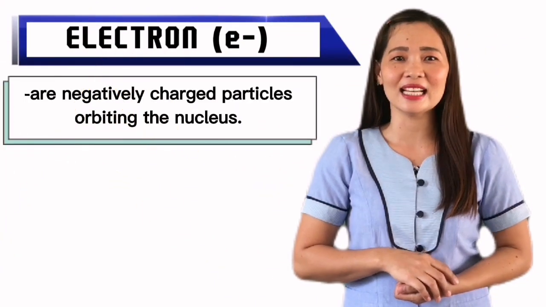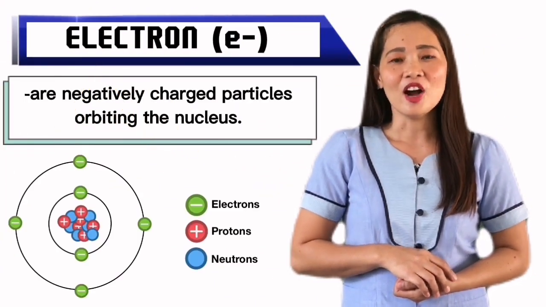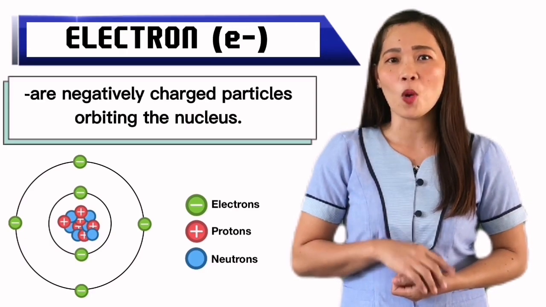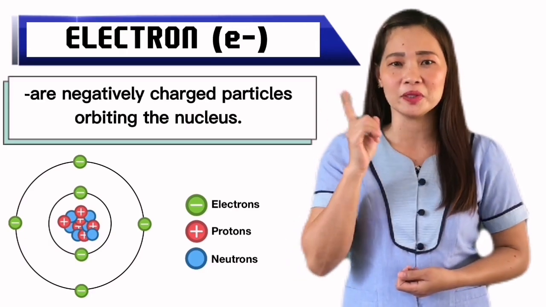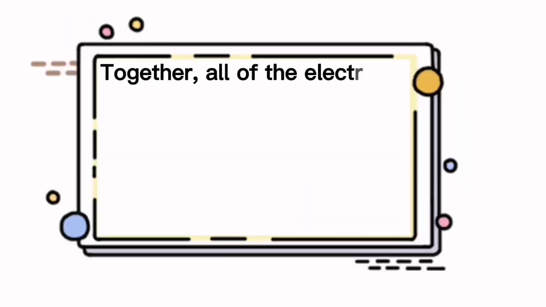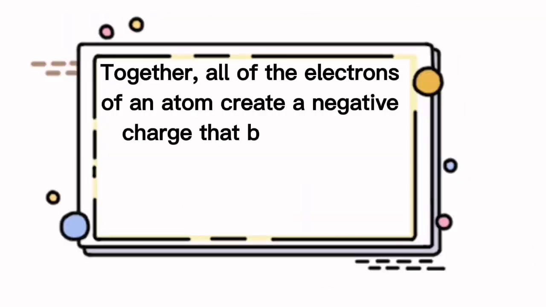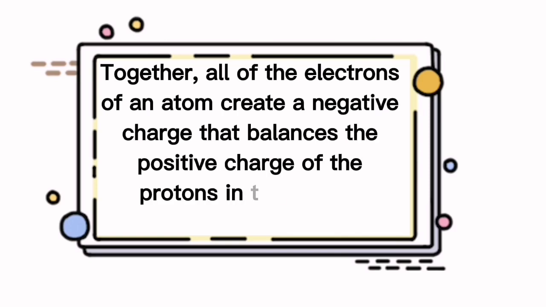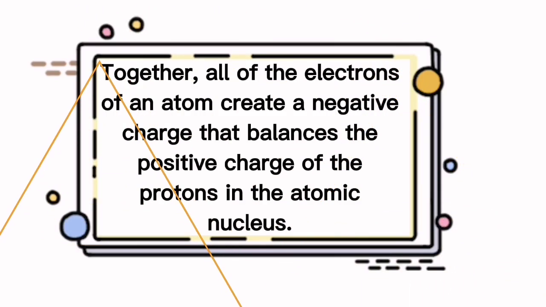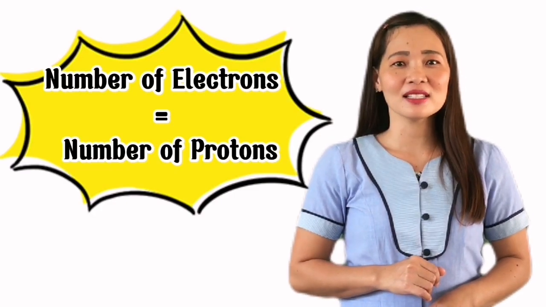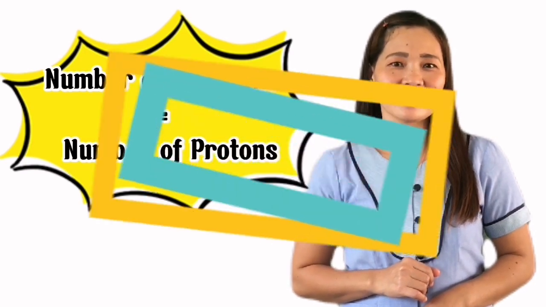Electrons are the negatively charged particles of an atom which can be found orbiting around the nucleus. All the electrons of an atom create a negative charge that balances the positive charge of the protons in the atomic nucleus. The number of electrons is equal to the number of protons.